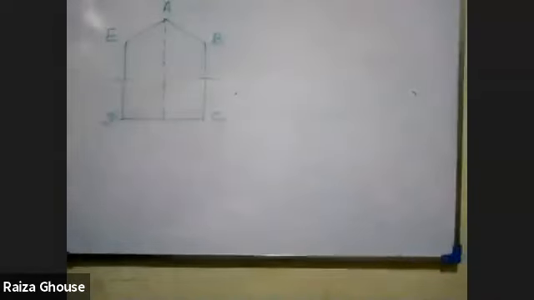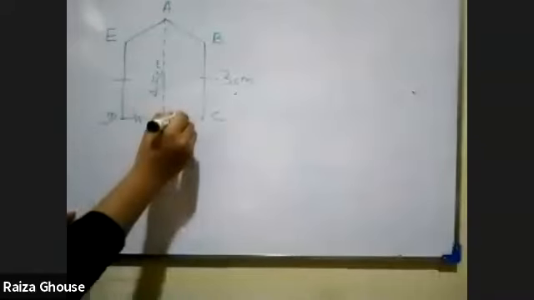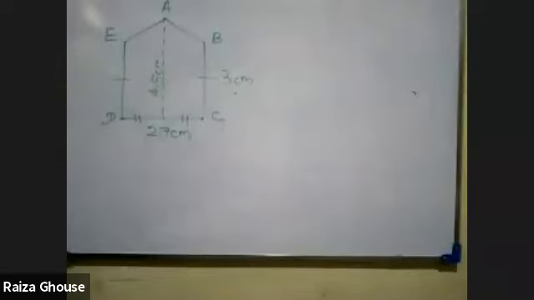So the measurements I have put here: 2.7 centimeter, here 4.5 centimeter, and here 3 centimeter. These two sides are equal. This mark shows equal, right? Here BC is equal to ED, and this part is equal to here. So what is the question actually?